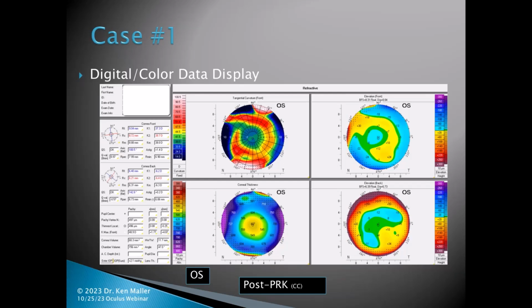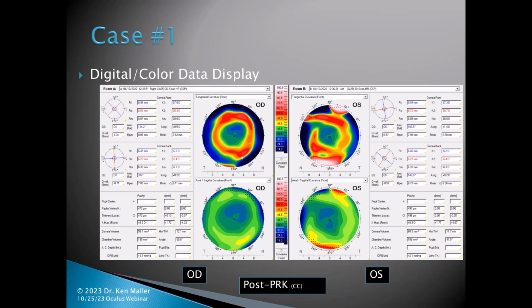Remember, it was best corrected to about 20/100. And then here's the left eye, and you can see the left eye is a little bit sloppier in terms of its curvature and the elevation. It's not quite as clean looking. It is a little bit thinner. And again, the back surface is a little bit more irregular. So this may be accounting for that 20/200 best corrected acuity.